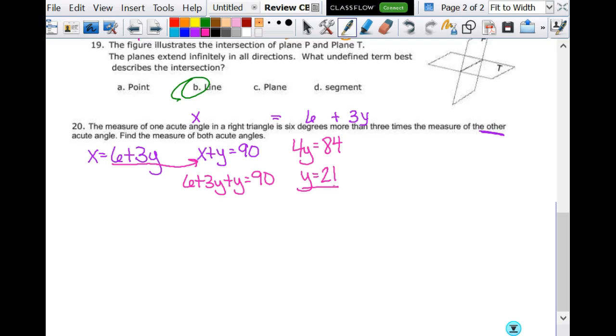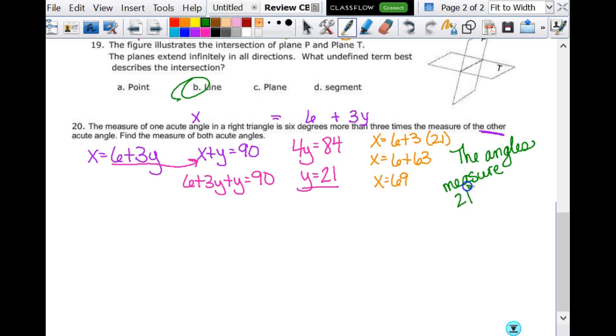So then I go plug it back in so I can find x. So I'll just plug it into this one. This is going to give me that x equals 6 plus 3 times 21. So x equals 6 plus 63. So x equals 69, which means that both angles measure 21 degrees and 69 degrees. And there you go. That is part 1.